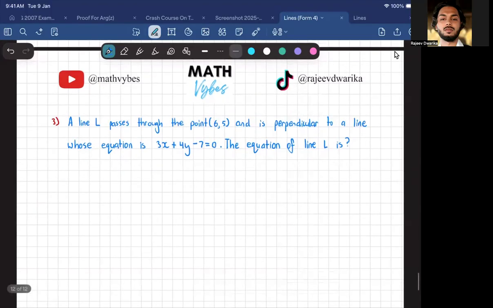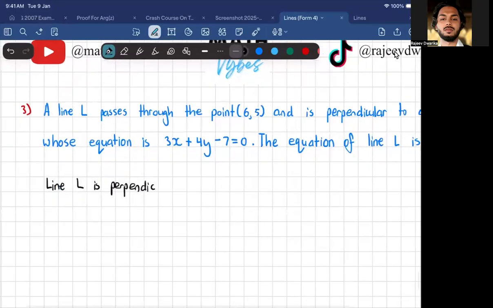Tell me, Sheena, what is line L perpendicular to? Oh, sorry, I didn't ask my question. To the line whose equation is 3x plus 4y minus 7 equals 0. Right. So line L is perpendicular to 3x.